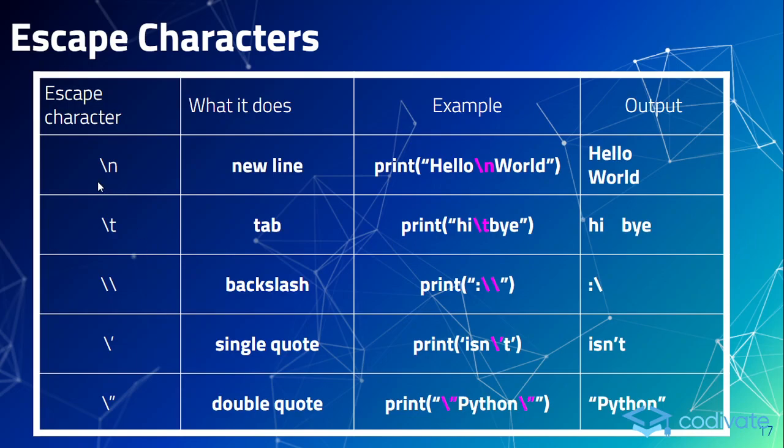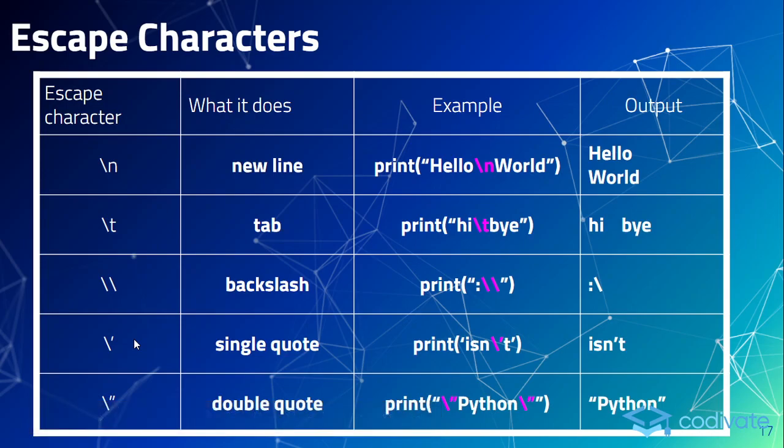So if backslash is used for all these escape characters, how would we actually print a backslash? And the answer is use another backslash. So if we use two backslashes, we get one backslash because the backslash serves as an escape character for the other backslash. So here I have a colon and then two backslashes in my print statement, but what's printed is just a colon and one backslash.